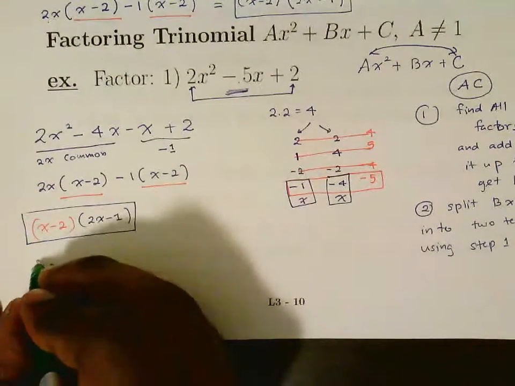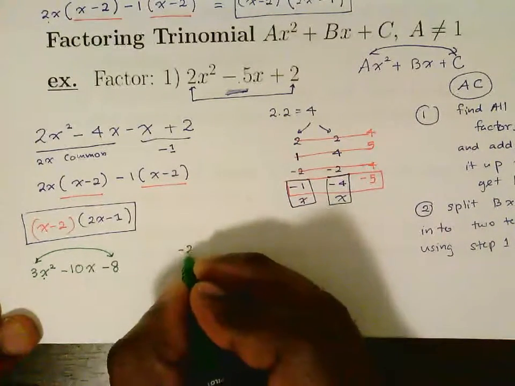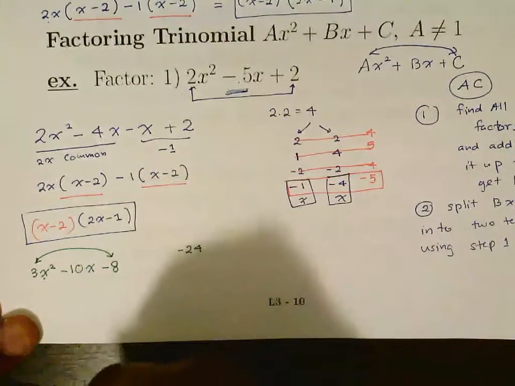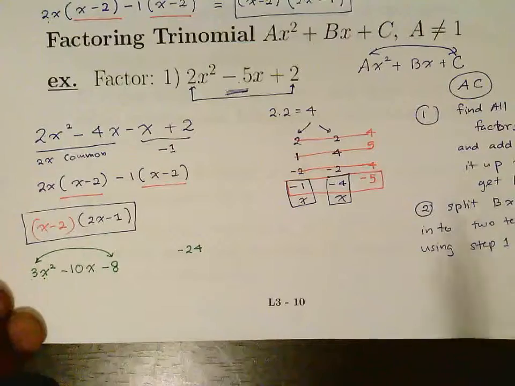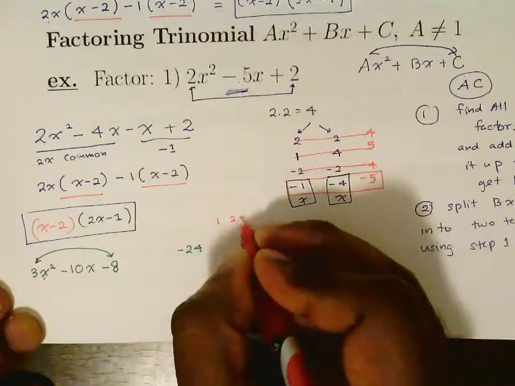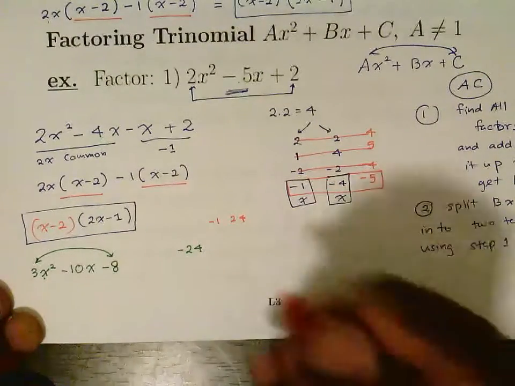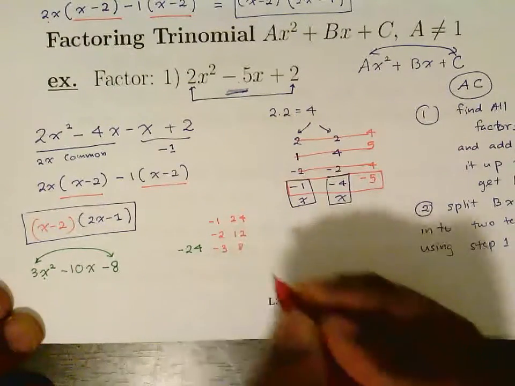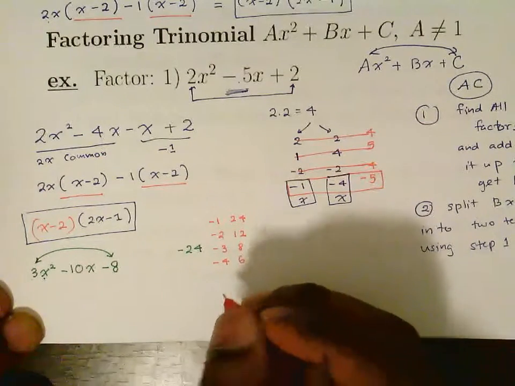First of all, you will multiply these two numbers, and what do you get? 3 times negative 8 is negative 24. Now you should understand that in order to get negative 24 by multiplying, one of the factors should be negative. So let's think about factors of negative 24. Well, 1 times 24 is 24, but 1 should be negative. And then negative 2 times 12, negative 3 times 8, negative 4 times 6, and that's about it.